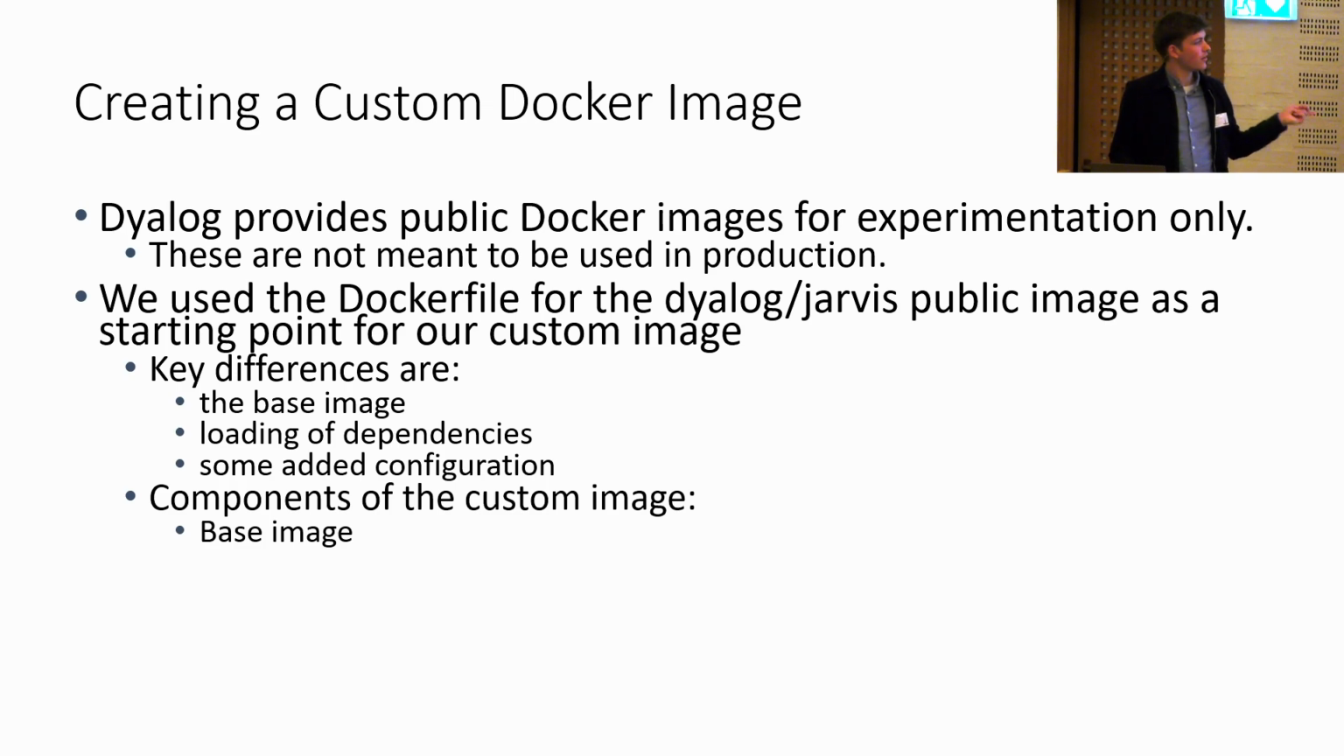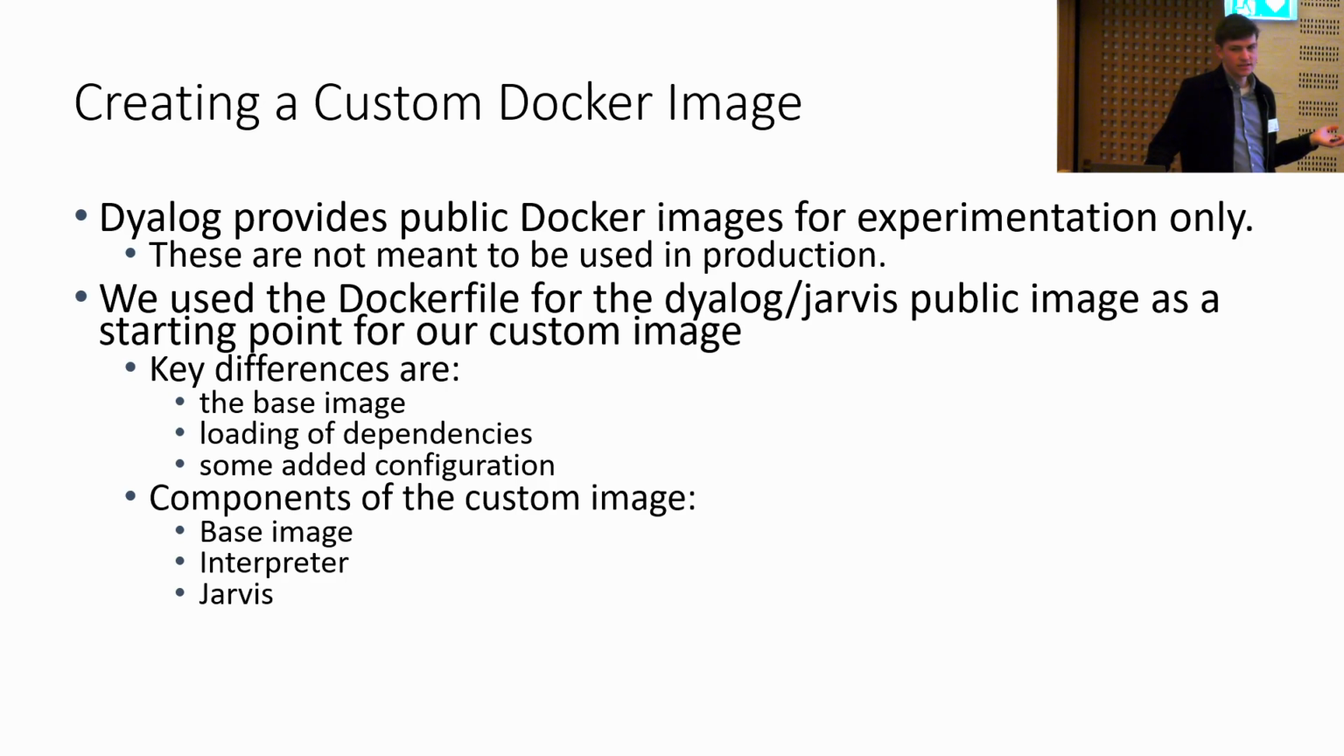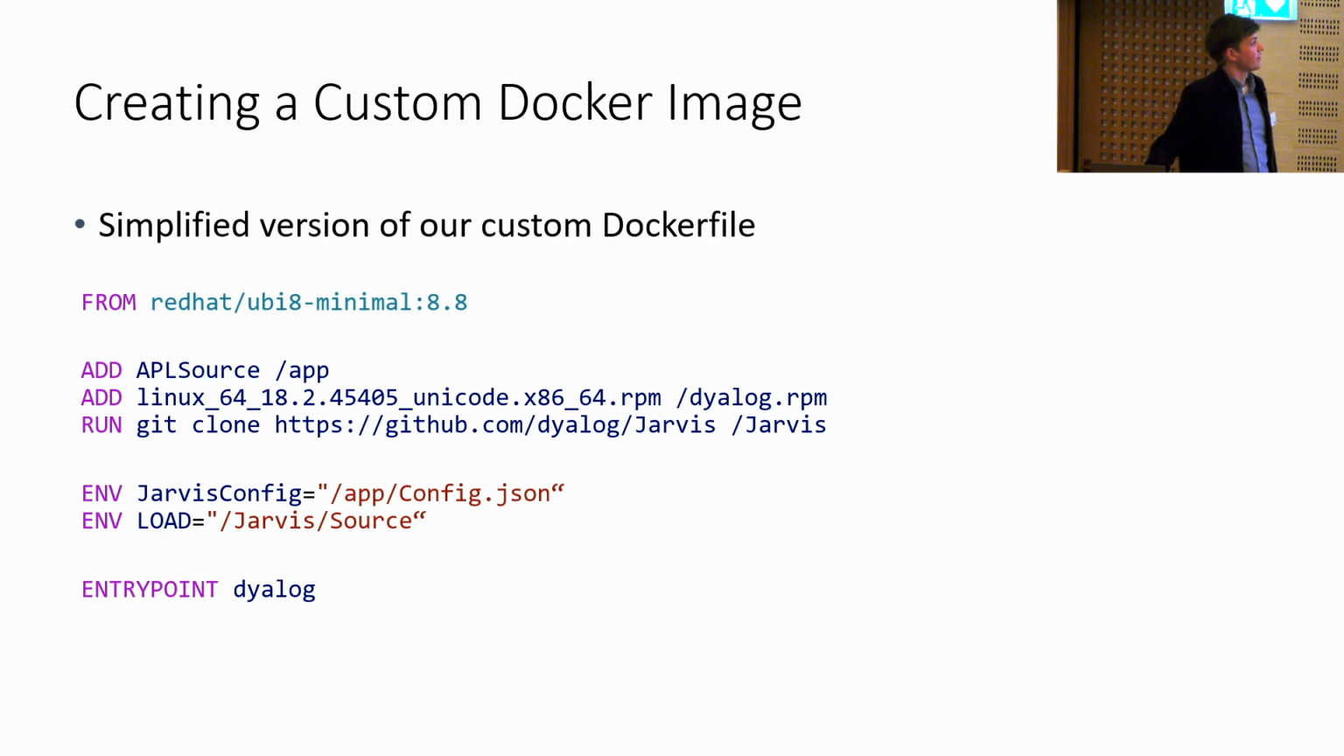But overall, our custom image really is quite simple, because it just consists of the base image, the interpreter, the Java source code, and the source code for our application. So this is really all we needed. Okay, and then you'll end up with a Docker file that looks like this.